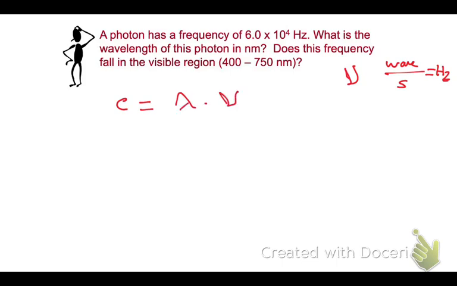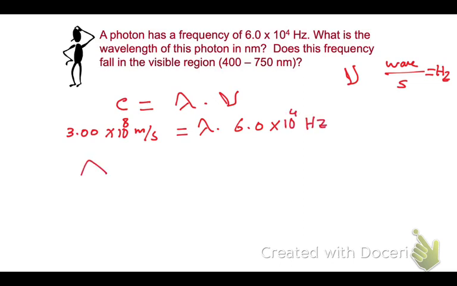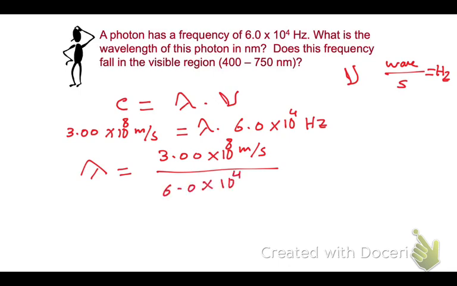C is a value I should know, which is 3.00 times 10 to the power 8 meter per second, equal to the wavelength, which is what I want to calculate, times the frequency, which is given to me as 6.0 times 10 to the power 4 hertz. So all I have to do is to solve for the wavelength, and the wavelength in this case will equal 3.00 times 10 to the power 8 meter per second over 6.0 times 10 to the power 4 hertz.